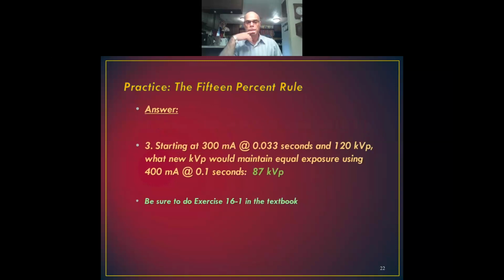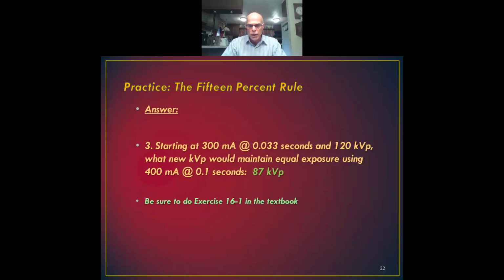There's your answer. And it says, please do the exercises in 16.1 in the textbook. Please don't. Those are way more complicated than what I need you to understand. I need you to understand the 15% rule helps us manipulate our kVp. As we increase and decrease our kVp, we can actually do the opposite of mAs. And we'll talk about that in our next little video, where we talk about the advantages of the 15% rule and how this helps to reduce patient exposure.